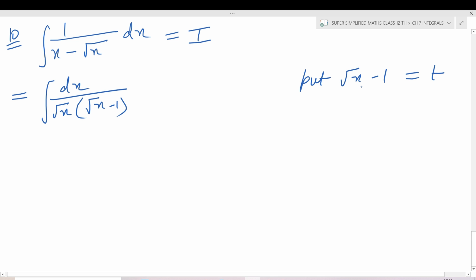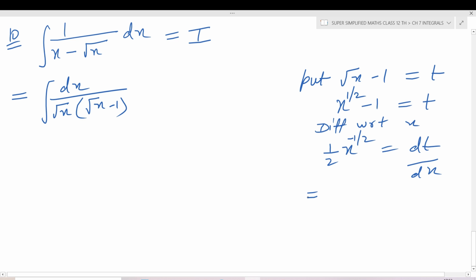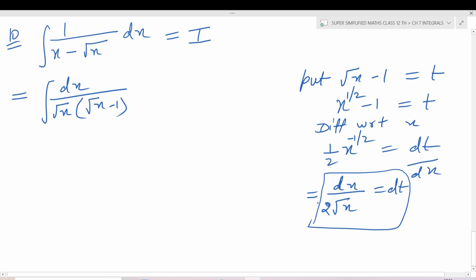Now what is the derivative of root x? Root x is actually x raised to the power 1 by 2. So we rewrite it, and now we find its derivative. So its derivative is going to be 1 by 2 x raised to the power minus 1 by 2 is equal to dt by dx. We rewrite it. So we get 1 upon 2 root x dx is equal to dt. Now students, you must be remembering this, that derivative of root x is 1 upon 2 root x. If you don't remember it, I have shown you here how. Now you should remember it.